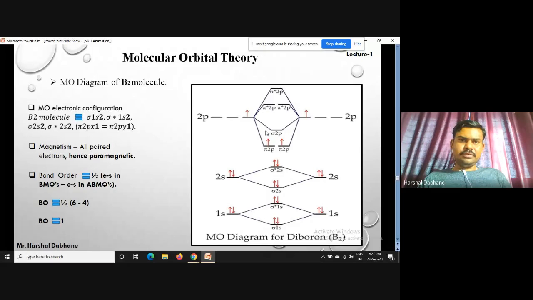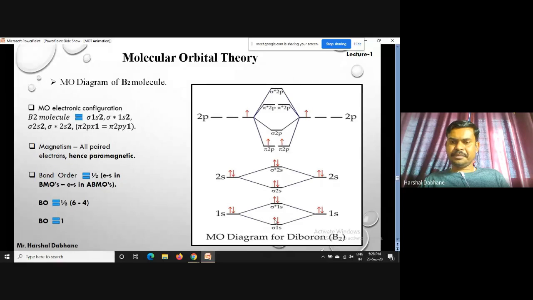Similarly, we have 10 electrons because each boron atom has 5 electrons. We can put these 10 electrons over here: 4 in sigma 1s and sigma star 1s, and 4 electrons in sigma 2s and sigma star 2s. Collectively that is 8 electrons, so 2 remain, and they will be put in pi 2py and pi 2pz.